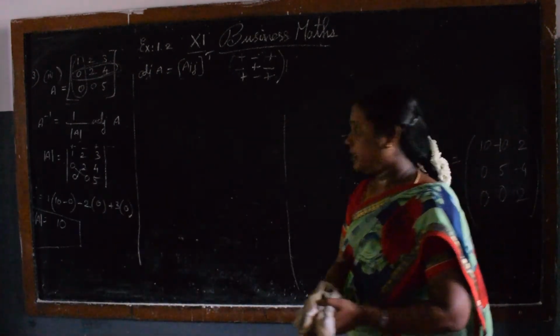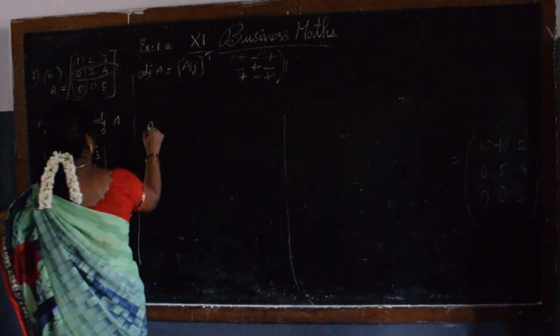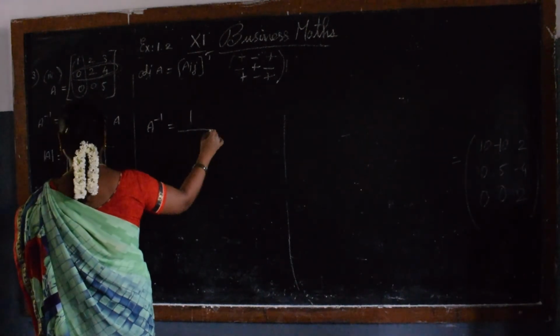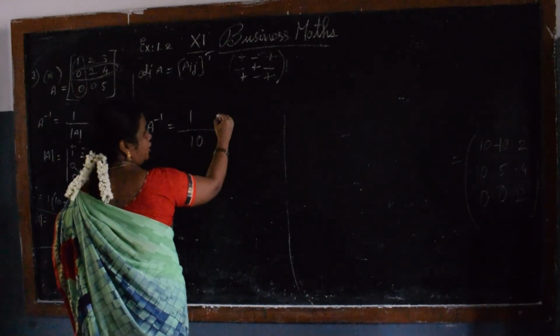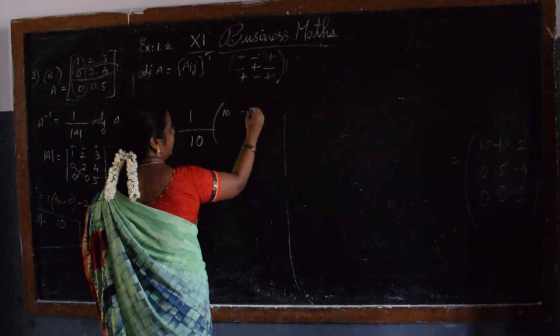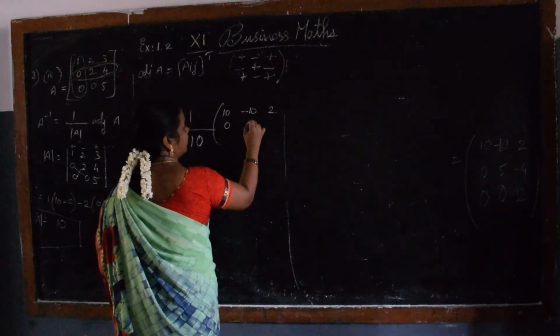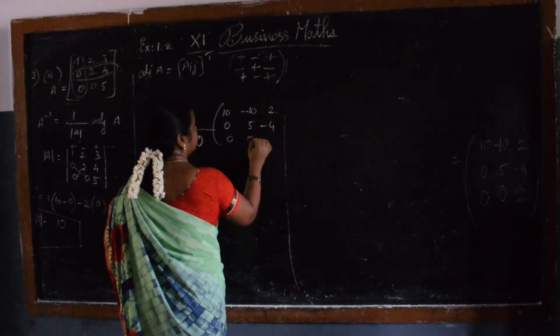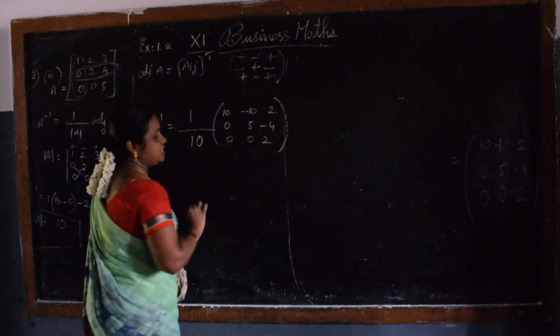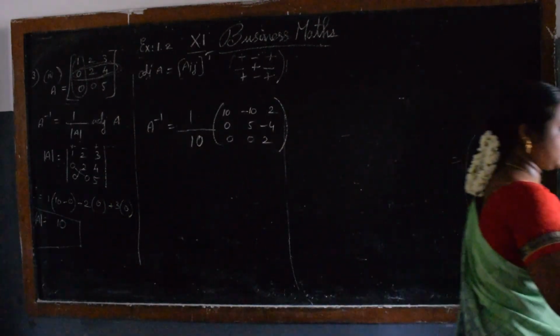See, what is the A inverse? 1 by determinant of A value, which is 10, into adjoint of A, which is 10 minus 10 0, 5 minus 4, 0 0 2. Okay children, now you solve this.